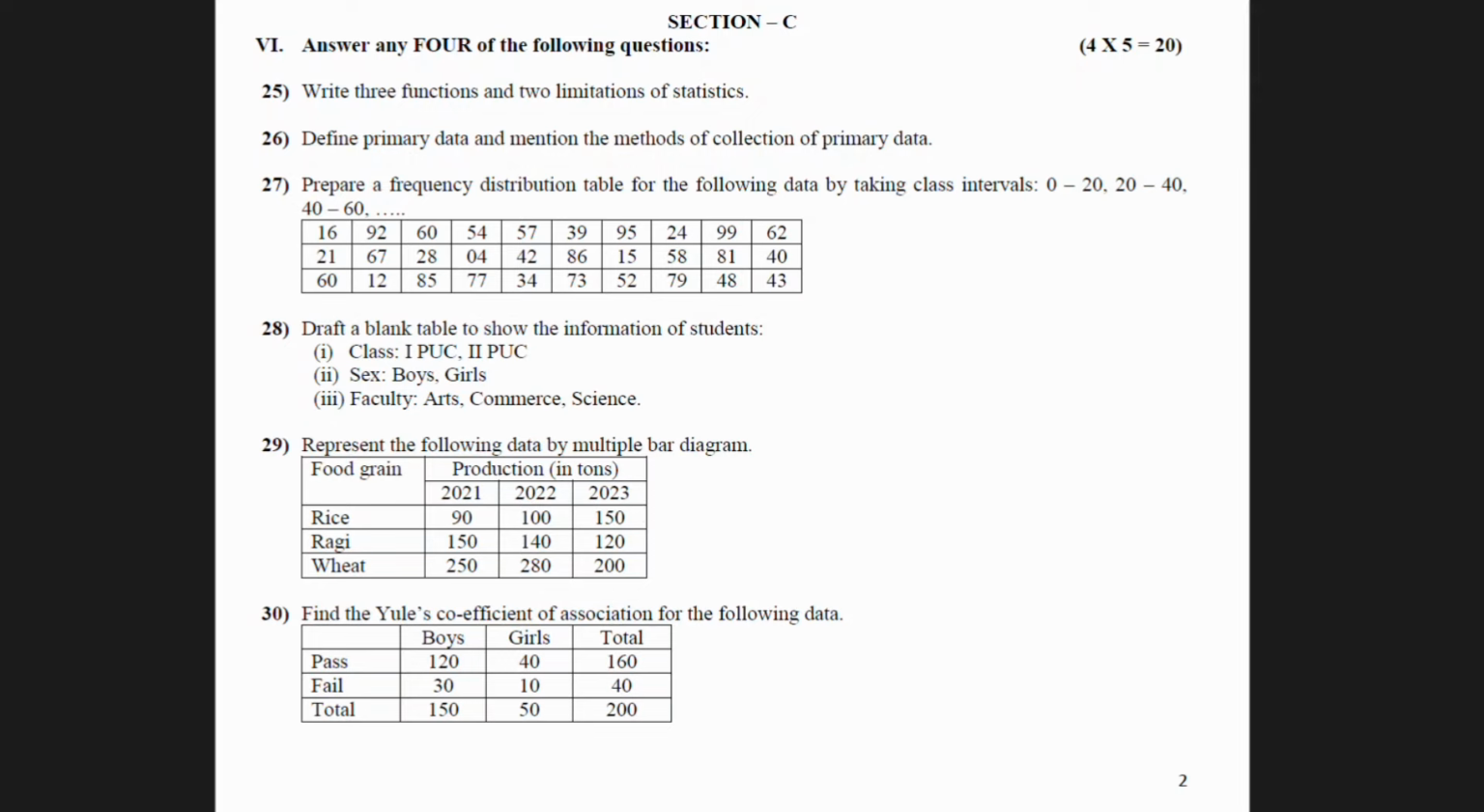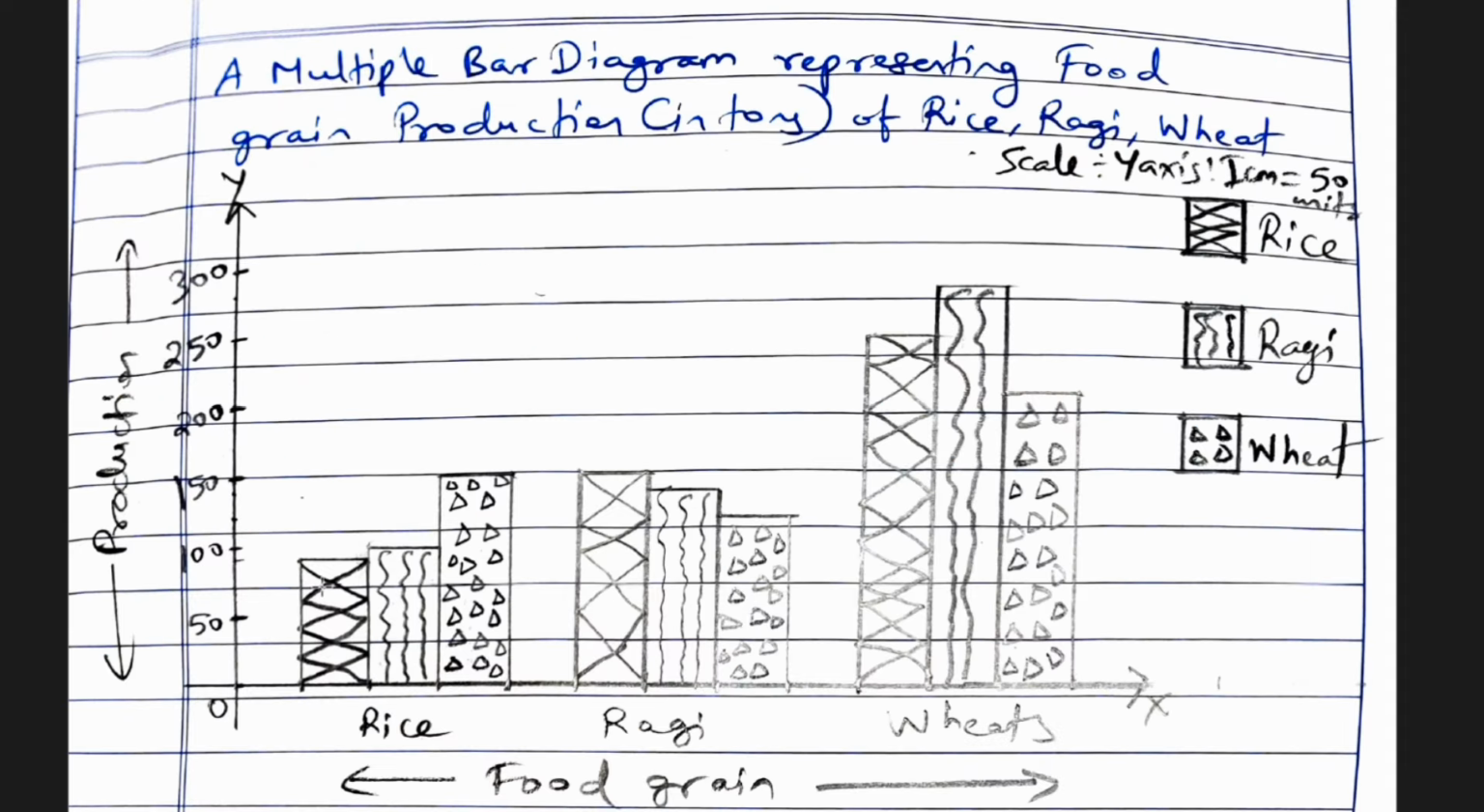Okay, so we have drawn it accordingly here. So 90, 100 and 150. Once you have drawn it, you have to mark them or give shades or shapes. I have given shapes here. Here I have given triangles, here I have given the curved lines, and here I have given the crossed lines. So the same pattern should be given for all the other set of bars.